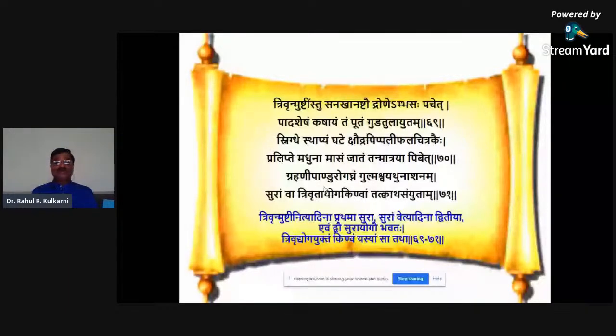See, this above kashaya has to be put into an earthen pot whose inner side has been smeared with snigdha dravya and pasted with shaudra, pippali, phala and chitraka lepa. Along with madhu, this kashaya prepared in the above shloka, masam jatam tan matraya pibet.